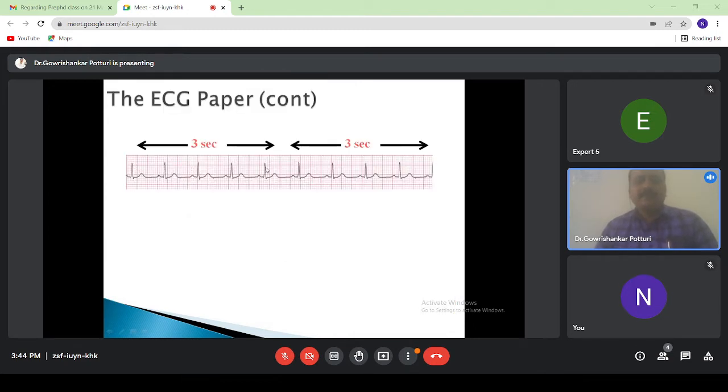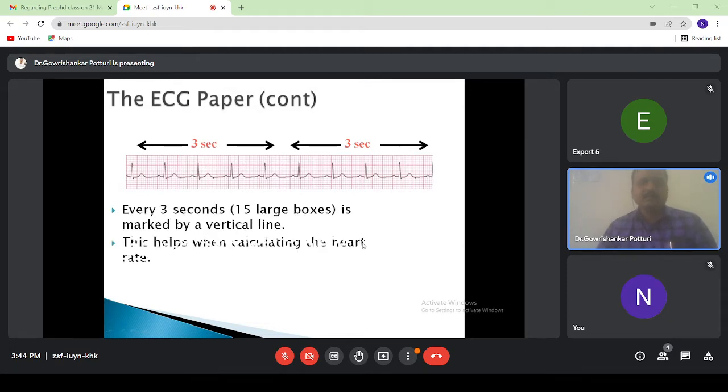Now for every 3 seconds, you have one thick line. These thick lines are used for counting the heart rate. That is, for every 15 large boxes, it is marked by a vertical line. It is used for calculating the heart rate.